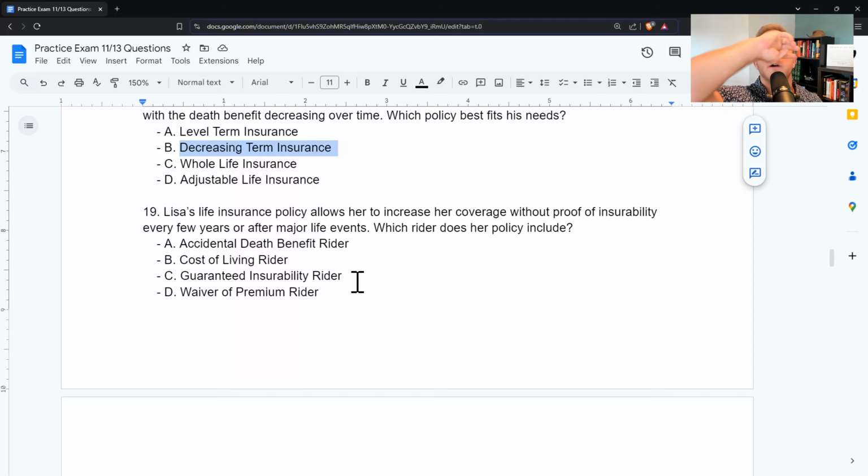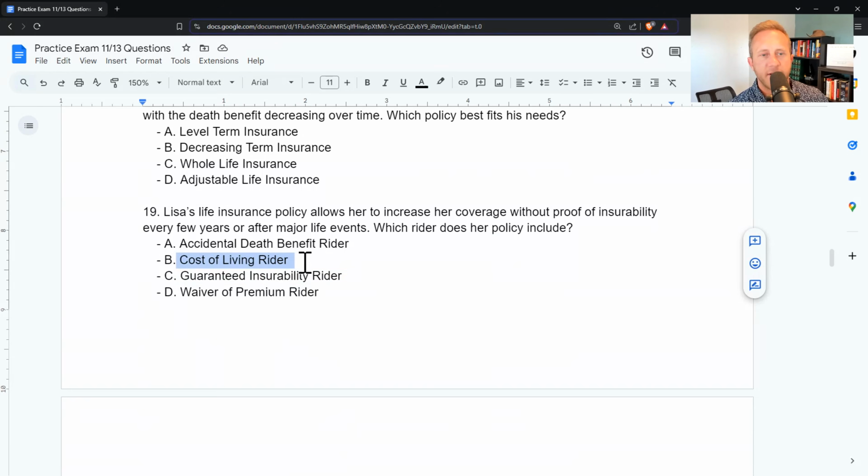Lisa's life insurance policy allows her to increase her coverage without proof of insurability every few years or after major life events. Which rider does her policy include? We just covered that as well. That is the guaranteed insurability rider.